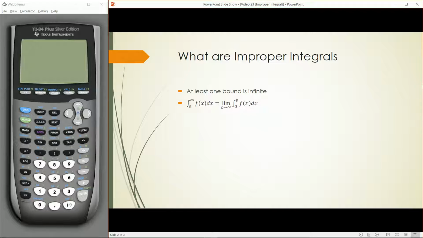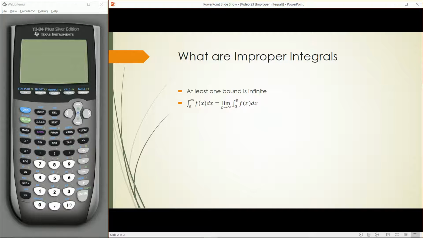Well, how we do these is integrate it, then plug in our values, but you can't really plug in infinity. So what you do instead is change it to the bounds from a to b, but b is going to infinity, so you take a limit. So a slight little change there.